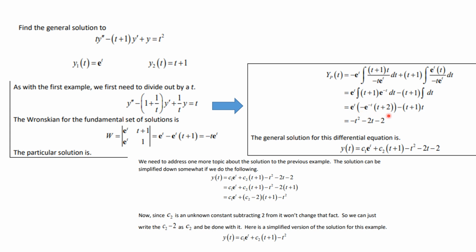Make sure you check with these things. Now, when I take e to the t times minus e to the minus t, I just get a minus 1. And over here, when I multiply this out and simplify it, I get minus t squared minus 2t minus 2. So the general solution can be written this way. Here is my complementary solution, and here is my particular solution. And I make a note here that you have a constant C2 here, and you have another 2 over here. You could combine those two, rename the constants, and simplify your answer to look like this.